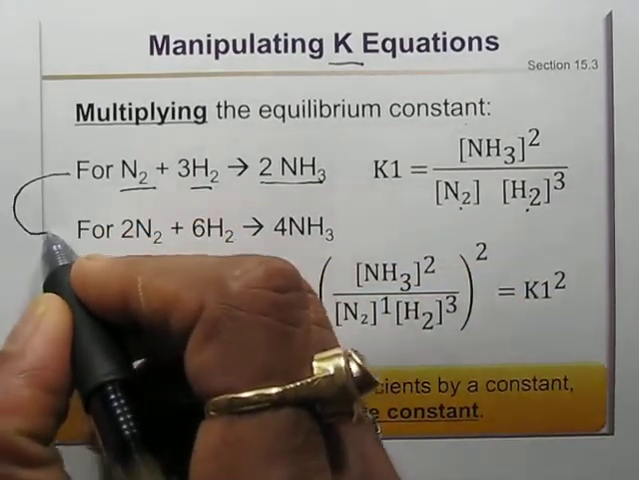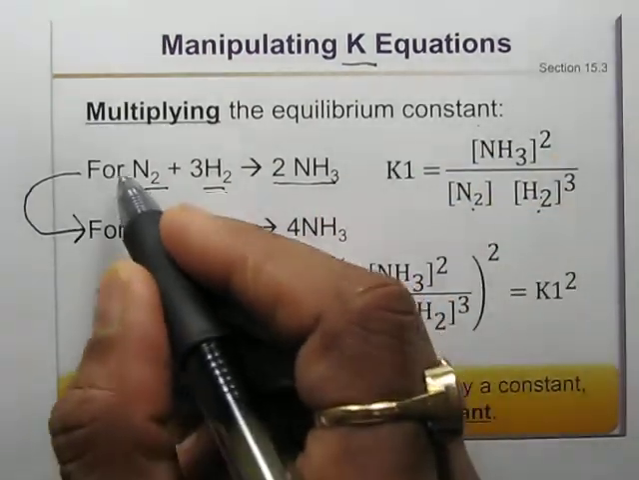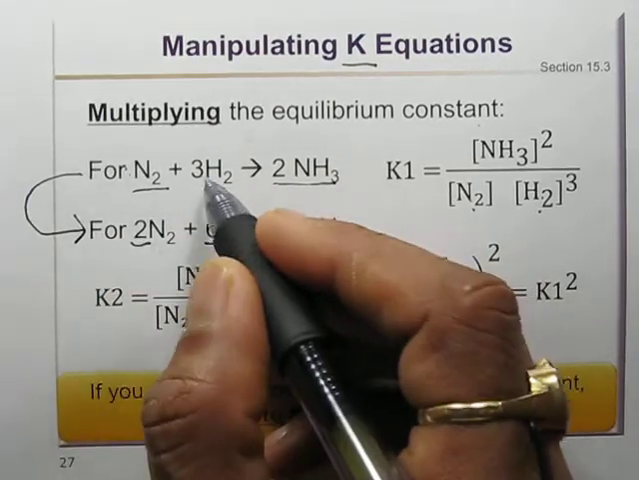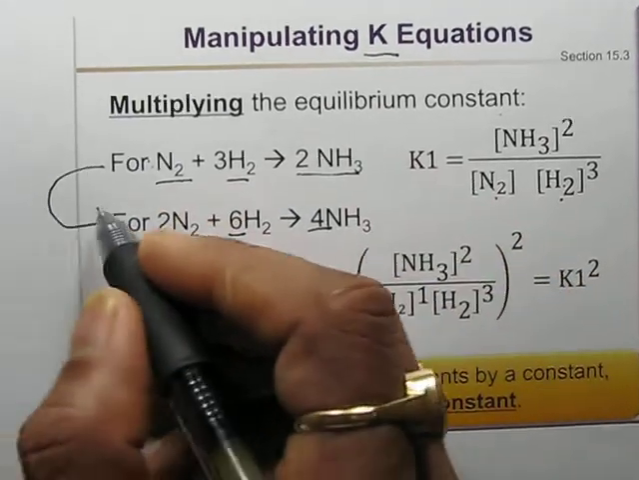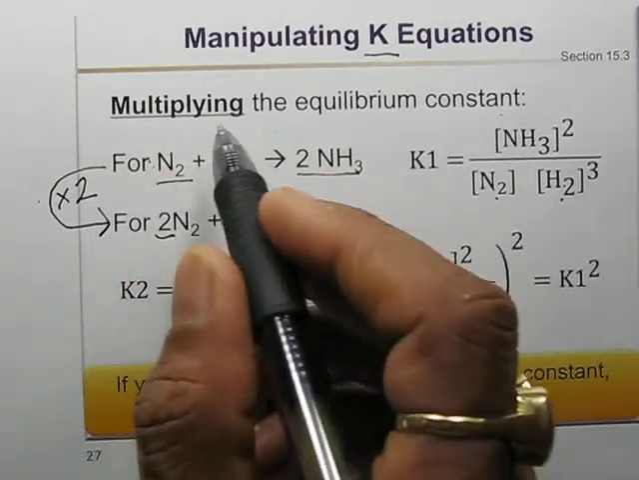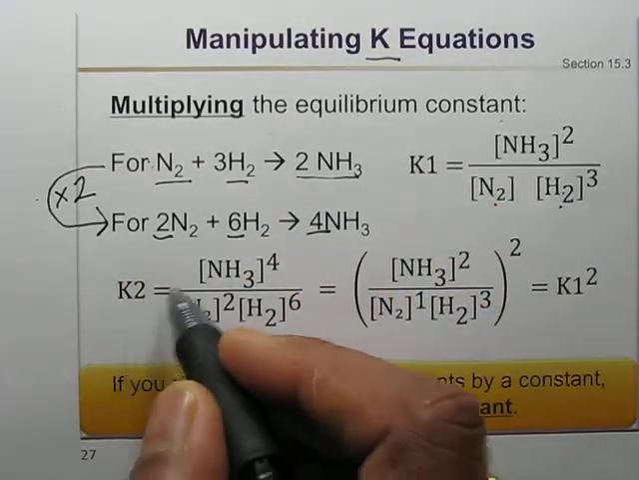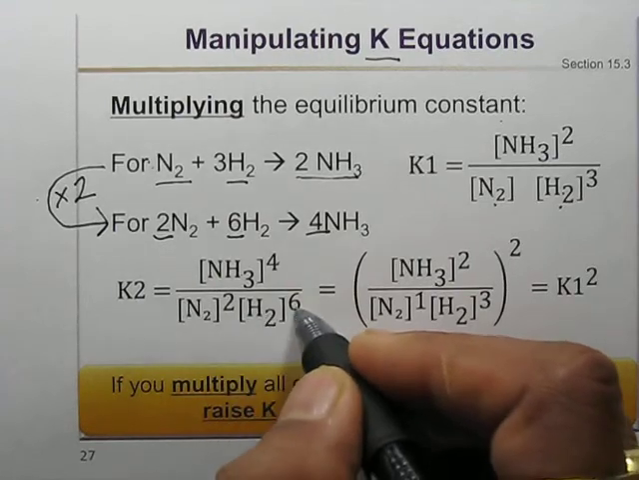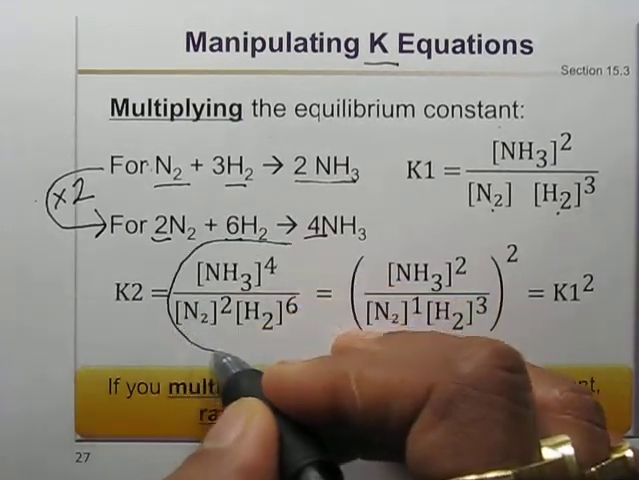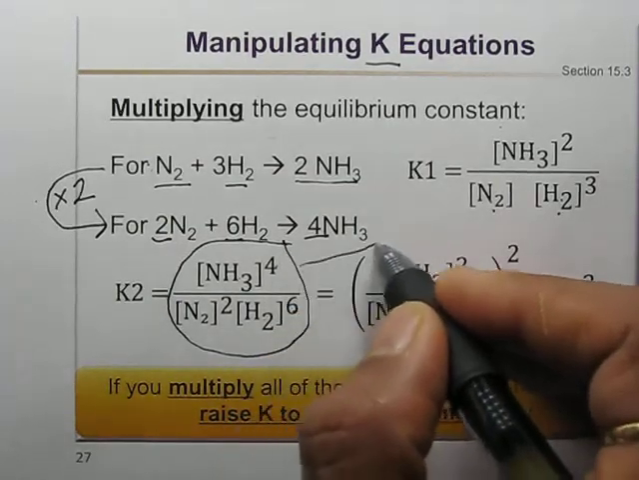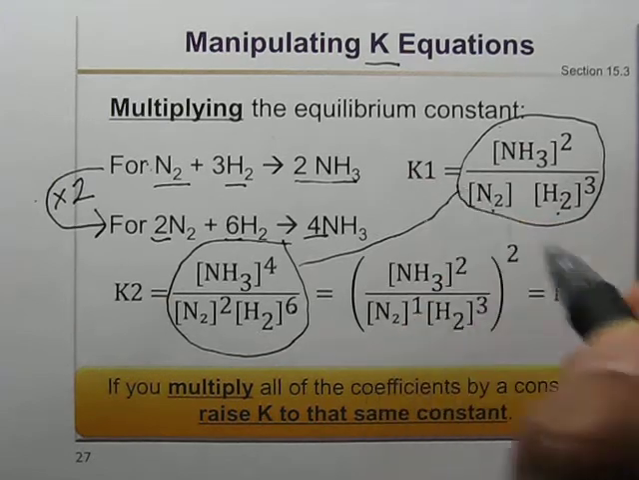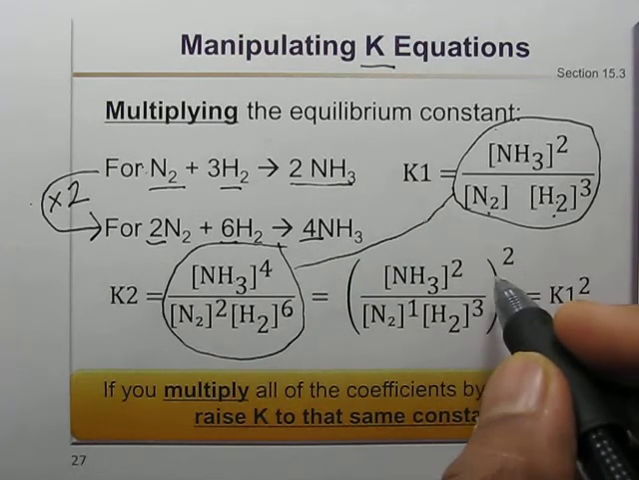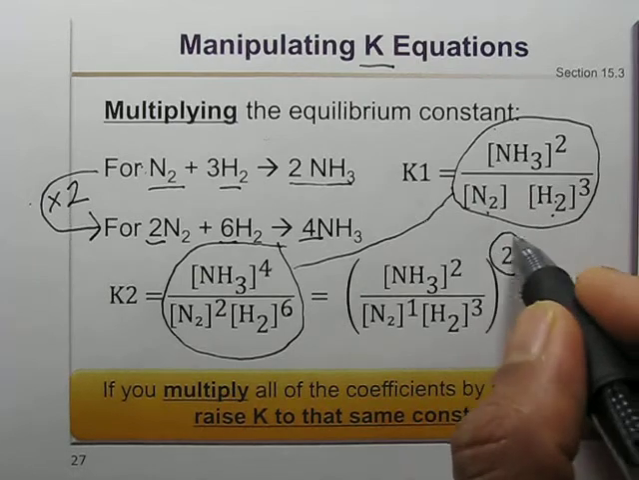Now if you see this reaction from here to here, what is the difference? You can see the coefficients: none, meaning 1, becomes 2; 3 becomes 6; 2 becomes 4. It means we are multiplying the whole reaction by 2. Then for K2 we have to write ammonia raised to power 4, nitrogen raised to power 2, hydrogen raised to power 6. If you compare these values, we can take a common raised power 2.